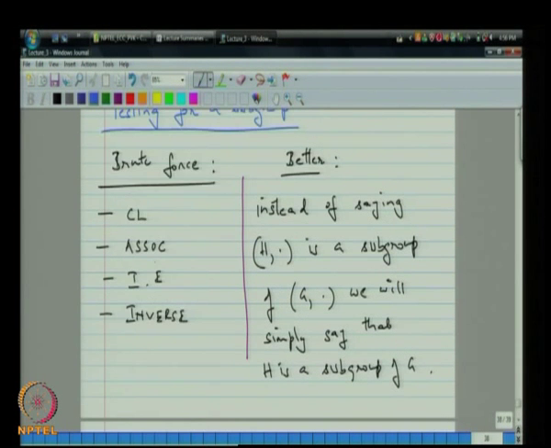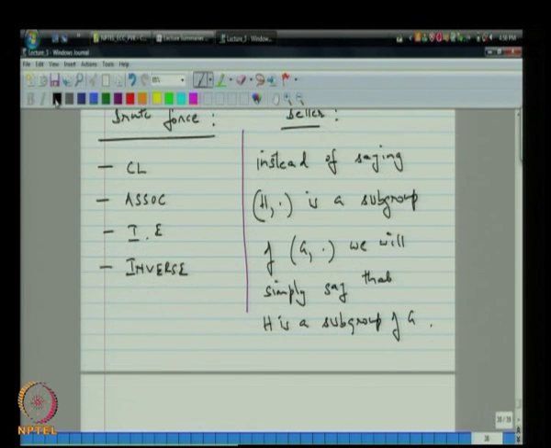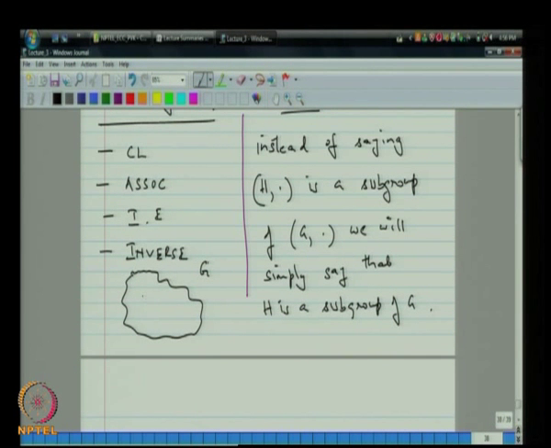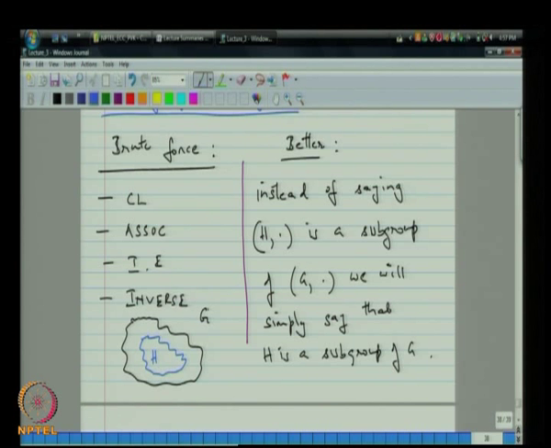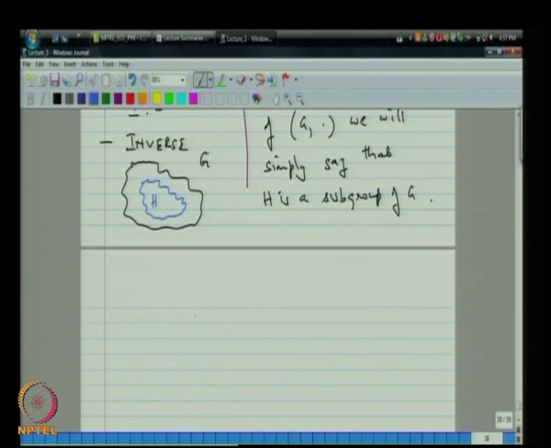The brute force way is to actually look into H, and maybe I should also draw a small picture here. You have your group G, and sitting inside it you have a subset H, and what you want to do is test whether the elements in this subset form a group under the same operation. The brute force way is to apply all 4 tests, but a much simpler method is to apply the following lemma.